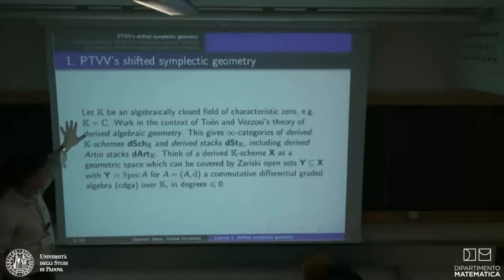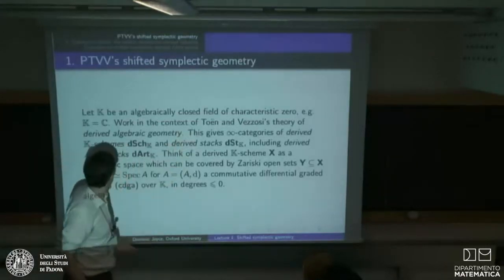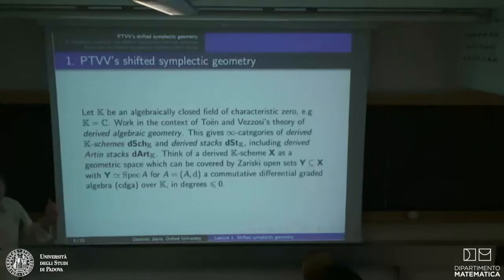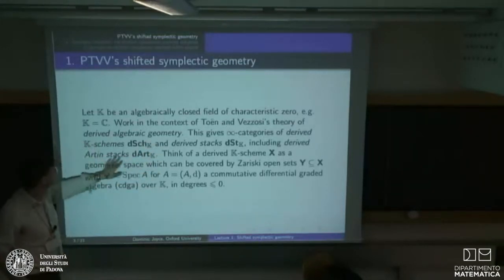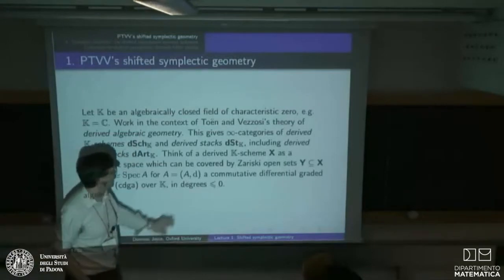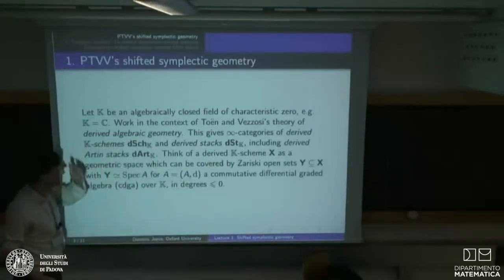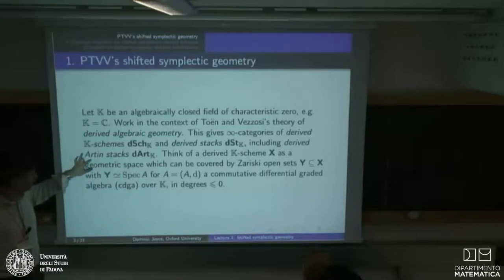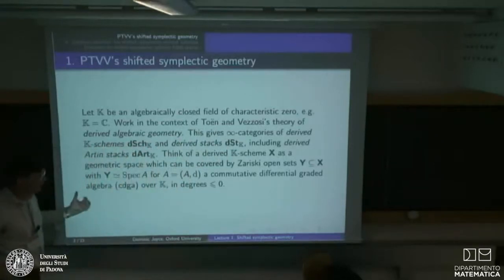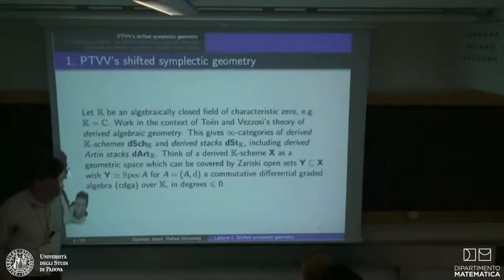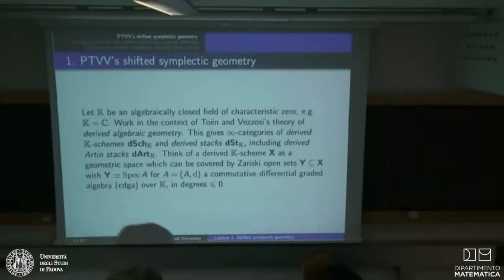Anyway, our foundations are Toen and Vezzosi's theory of derived algebraic geometry. You could probably also use the Lurie version if you wanted. So they give us infinity categories of derived schemes, derived K-schemes, and derived stacks. For us, derived stacks are going to include derived Artin stacks. Derived stacks in the Toen-Vezzosi framework are very general. They include, in particular, higher stacks. What I mean by a derived Artin stack is something which is not higher.